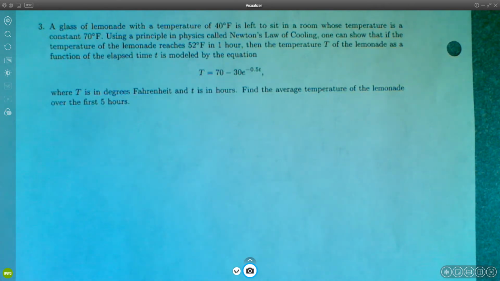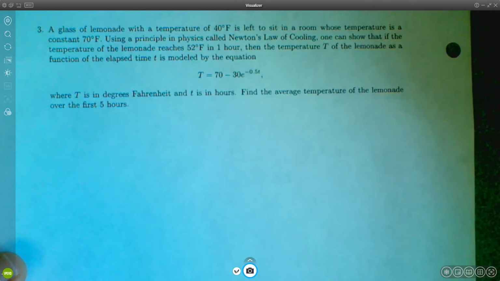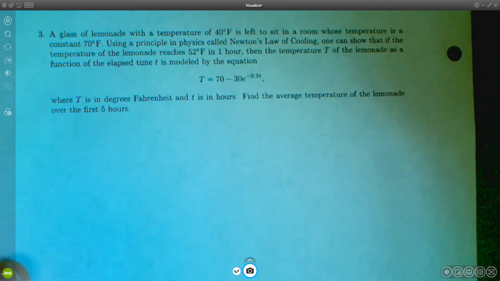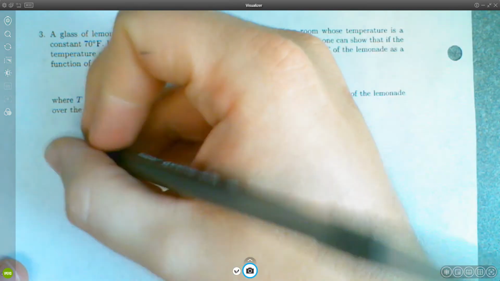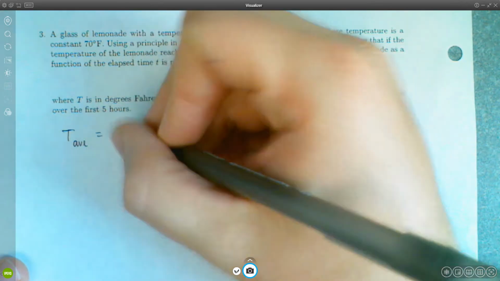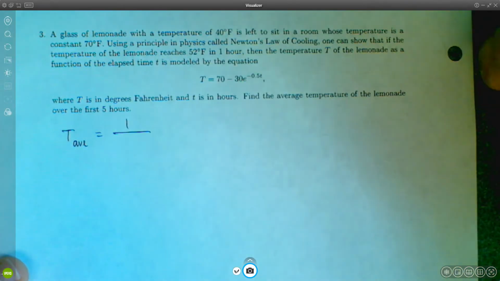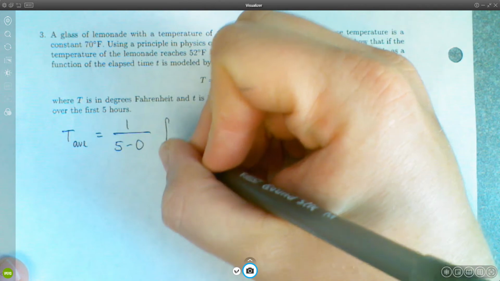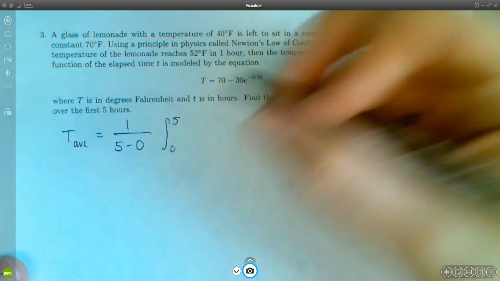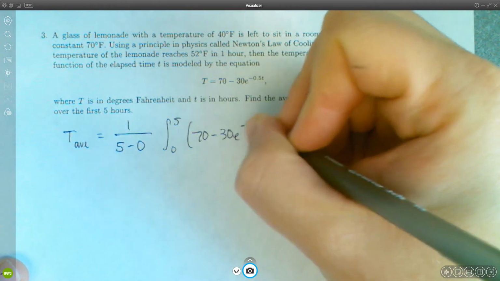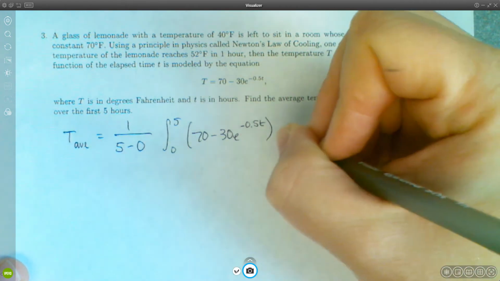Okay. So this is the temperature of the lemonade. We want the average temperature over the first 5 hours. So the average temperature over the first 5 hours is going to be 1 over, well, if it's the first 5 hours, then the lower limit is 0 and the upper limit is 5. So b is 5, a is 0. And then we want to put T in here: 70 minus 30 e to the negative 0.5 t dt.